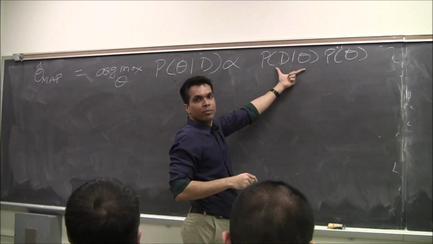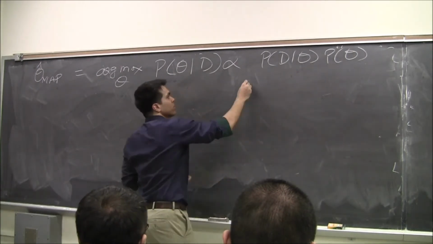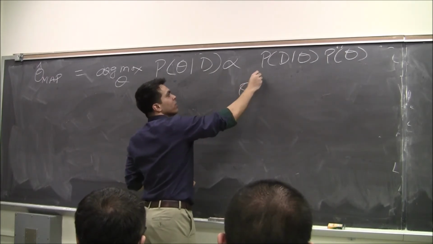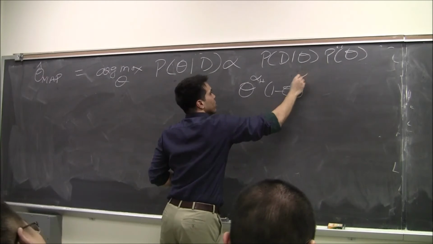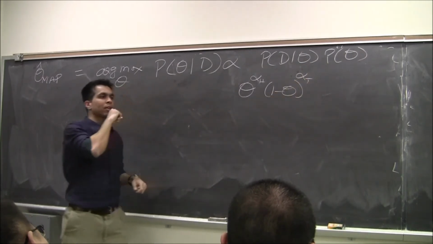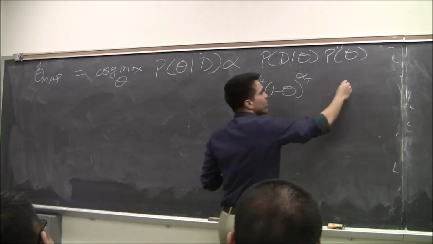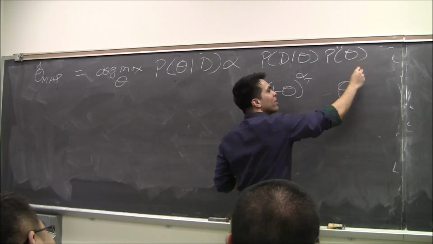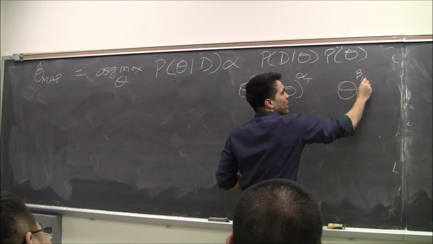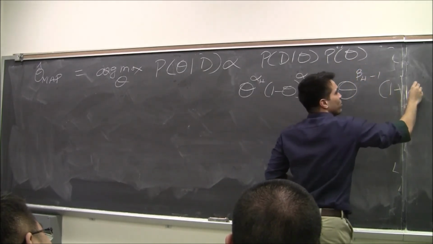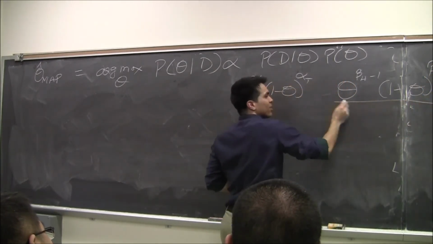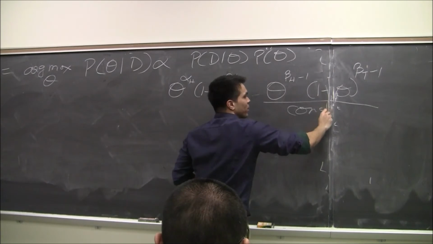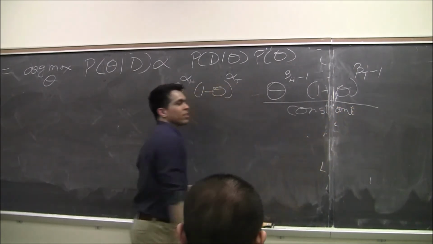The likelihood term that we've been working with so far was theta to the alpha heads, 1 minus theta to the alpha tails. That was just the likelihood. The prior was something ugly, but all I remember and care about is theta to the beta heads minus 1, 1 minus theta raised to the beta tails minus 1, divided by some constant. I don't really care what that constant is.